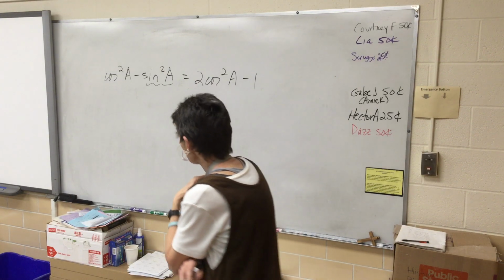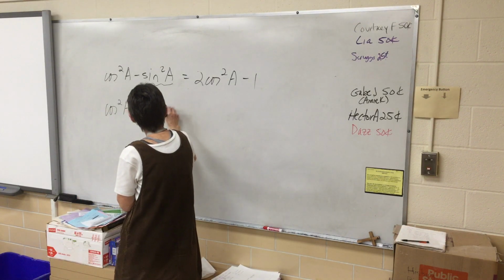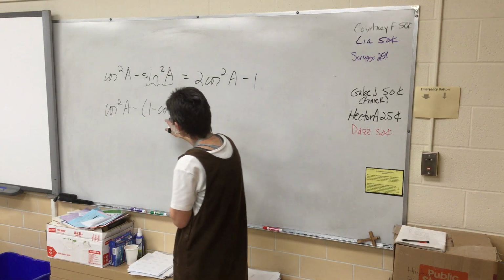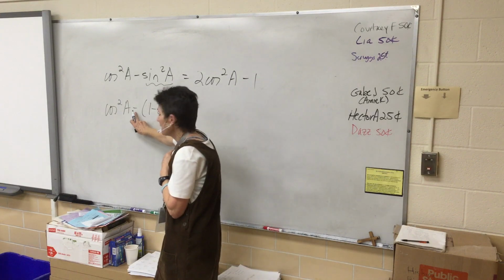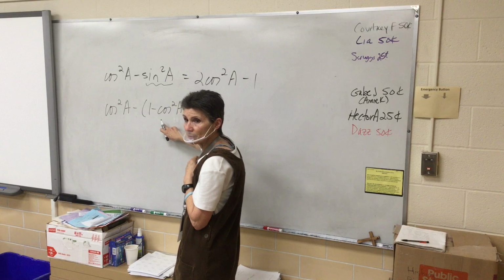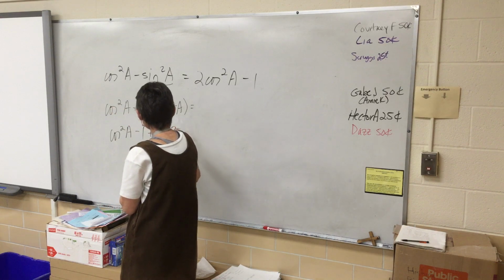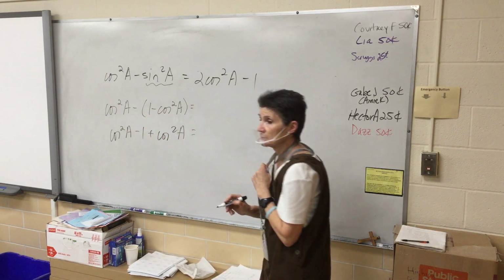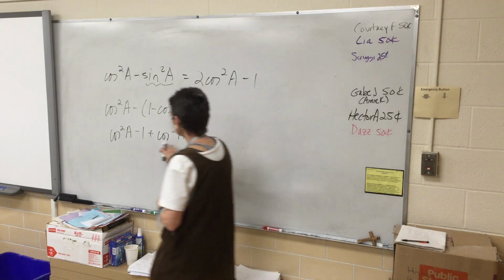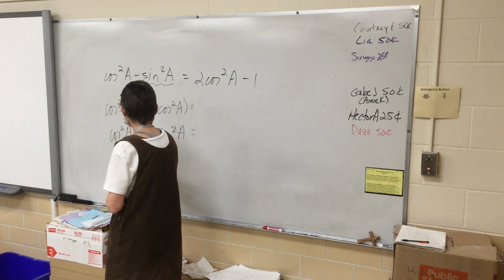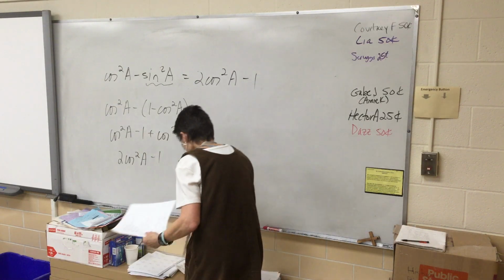It's 1 minus cosine squared, right? So I'm simply going to change that into 1 minus cosine squared. Now make sure you put it in parentheses. You're changing your sine squared into 1 minus cosine squared. Make sure you put in parentheses, because see that negative right there? It's going to distribute. So we're going to have cosine squared minus 1 plus cosine squared. Is that going to give me what I wanted? Yep, because I've got 2 cosine squared minus 1. Anybody have a question about what I did there?